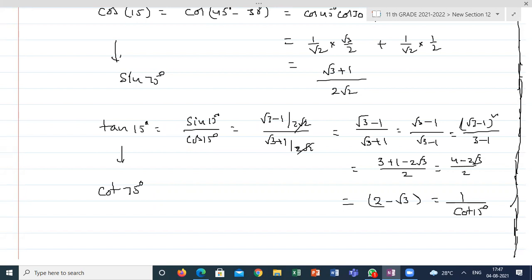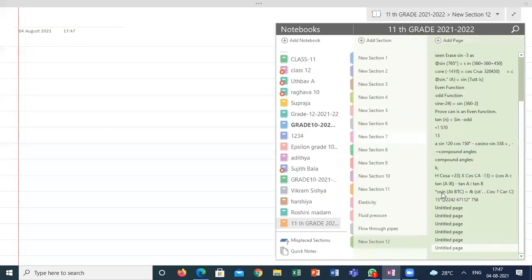Yeah, I will give the clue. Can you try? It's pure basic mathematics, general calculations. Even compound angles are not required for this.